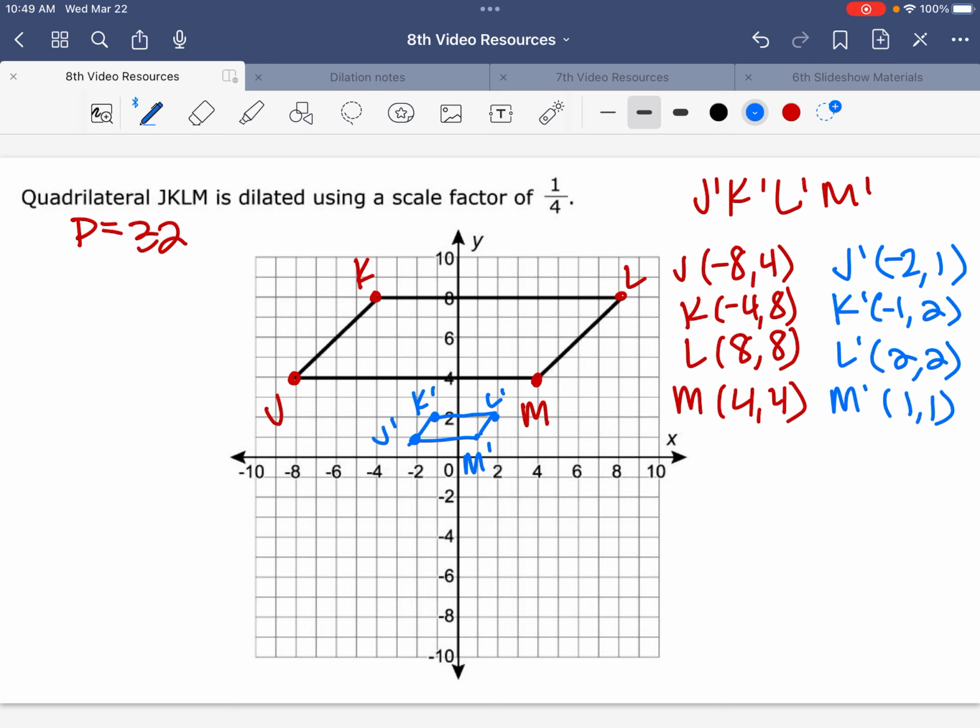So I know the perimeter of the bigger parallelogram is 32. Well, I just took each of those sides and I took 1/4 of them, meaning that the new perimeter is going to be 1/4 of the original. So the perimeter of the new shape would be whatever 32 divided by 4 is, which we know is 8.